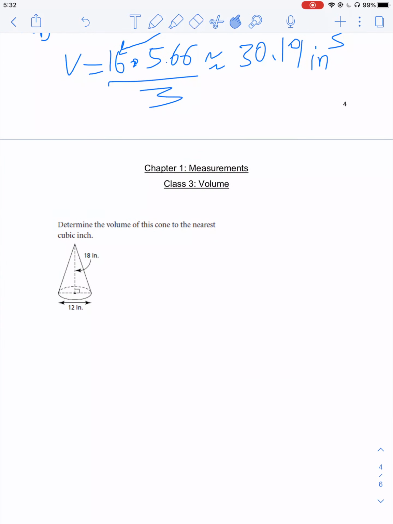Because as you can see, the difference between that question and this one is that now you're given your actual height. If you were not given it, then you would have to use the Pythagorean theorem, okay? So you know that it's a cone and you can fit 3 cones inside a cylinder, right? So volume is just equal to area of the base times height, and then you divide by 3, okay?